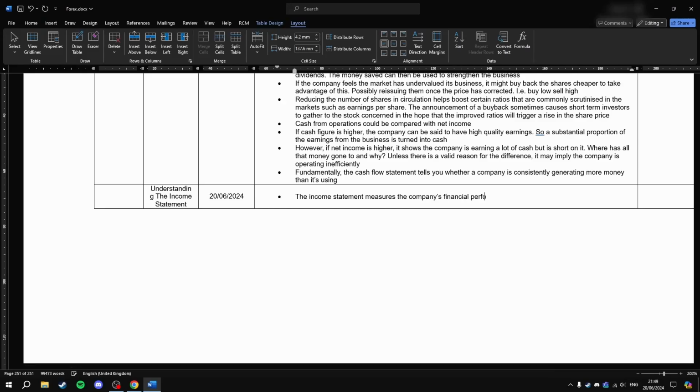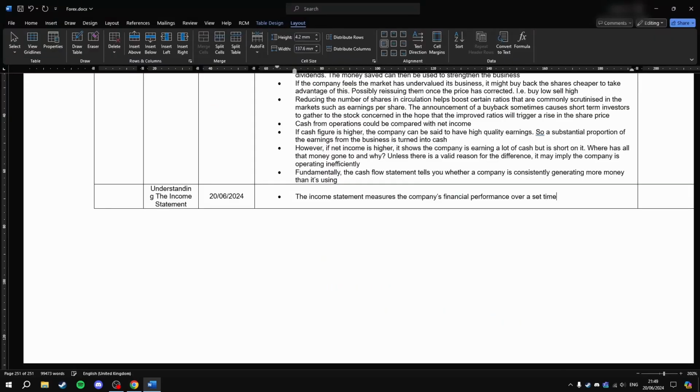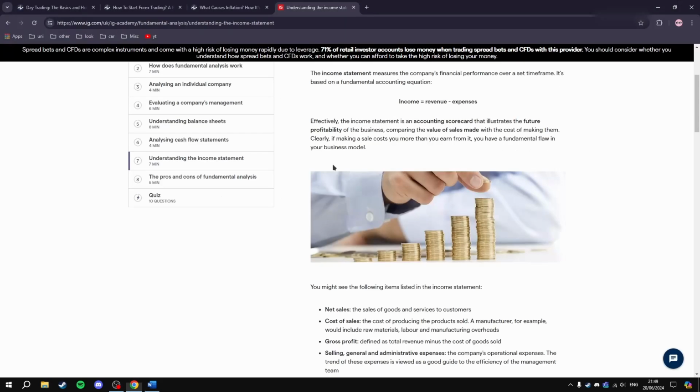The income statement measures the company's financial performance over a set time frame. It's based on a fundamental accounting equation.